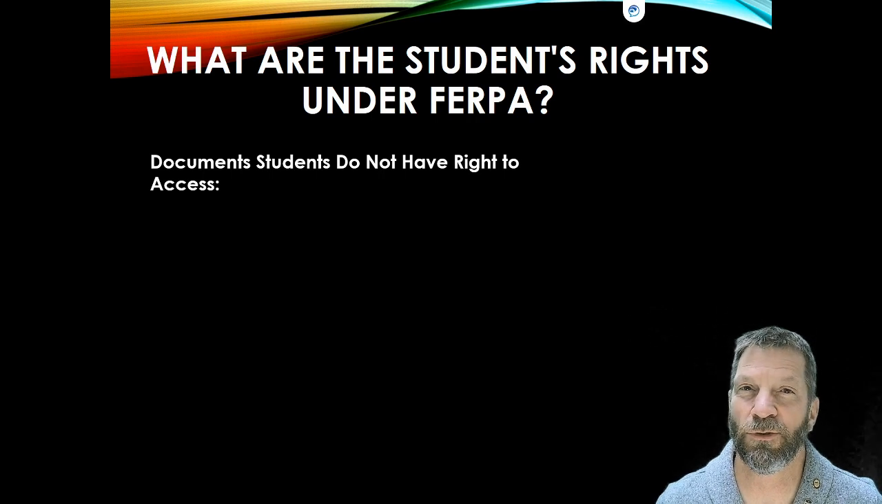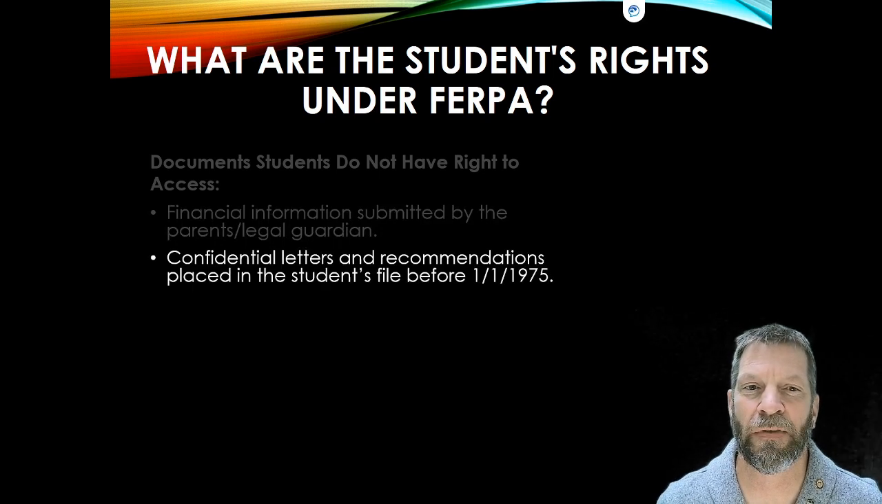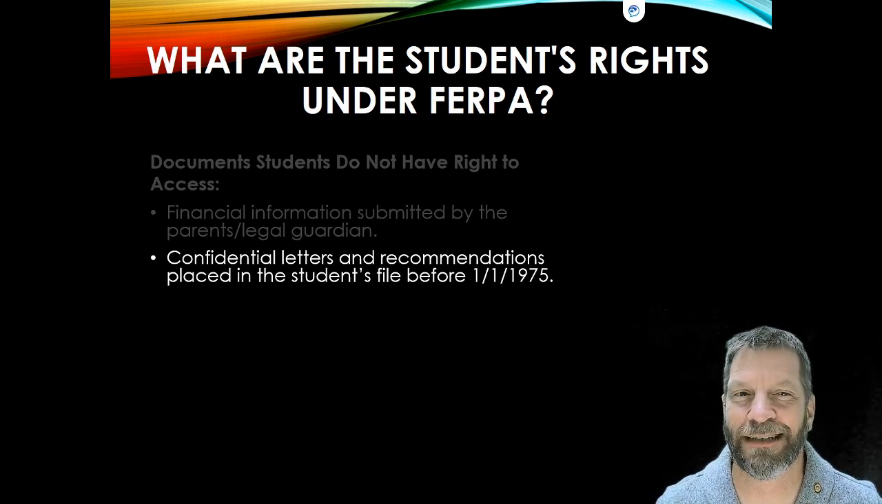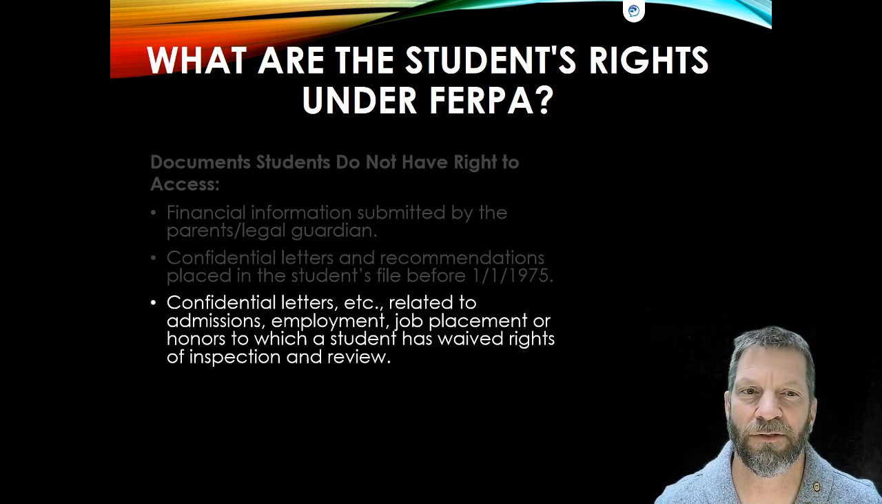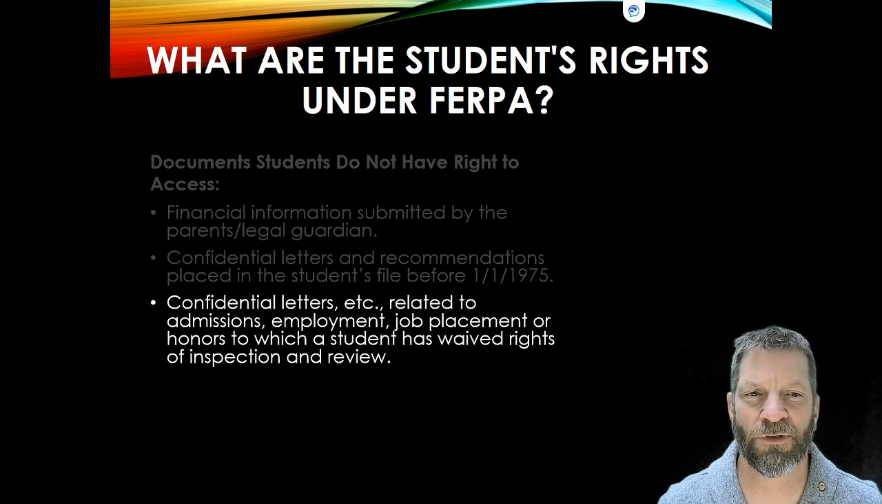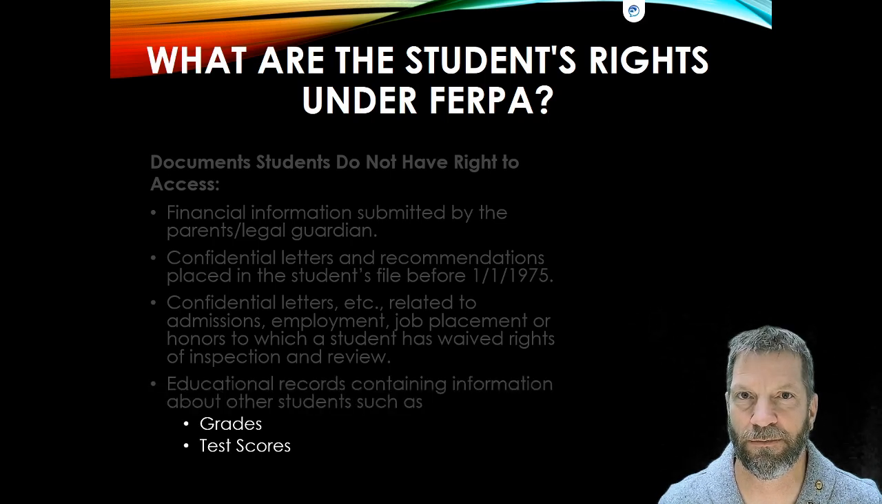Some documents that students do not have the right to access in their records are financial information submitted by a parent or legal guardian, confidential letters and recommendations placed in a student's file before January 1st, 1975, confidential letters and things of that nature related to admissions, employment, job placement, or honors to which a student has waived their right to inspect or review. They also don't have the right to access educational records containing information about other students, including grades and test scores.